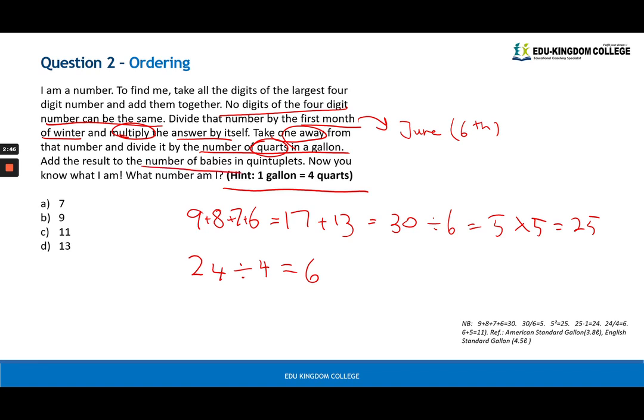Add the result to the number of babies in quintuplets. Quintuplets means 5. Quins, or quints, is a prefix to represent 5. So add it to 6 and you get 11. So 11 is your answer here, or option C.